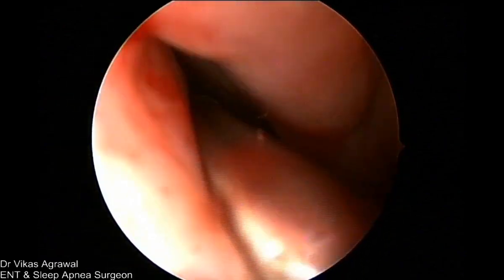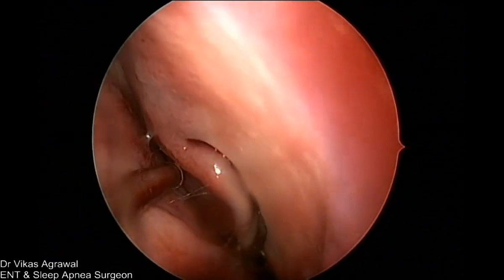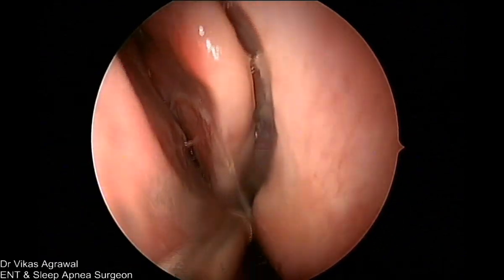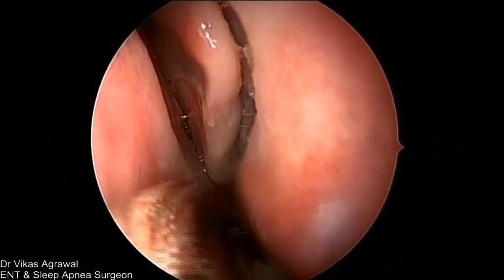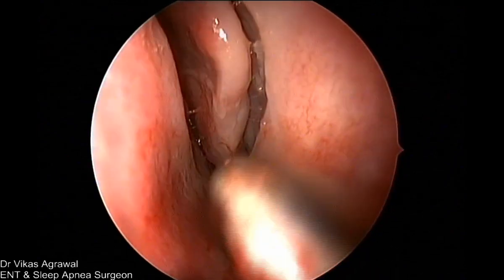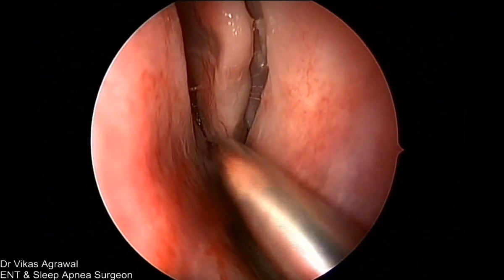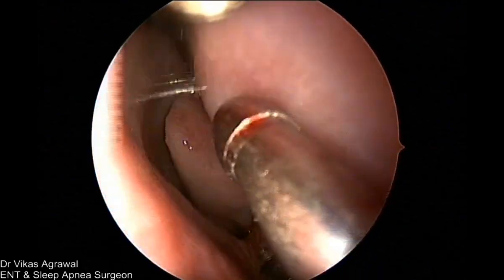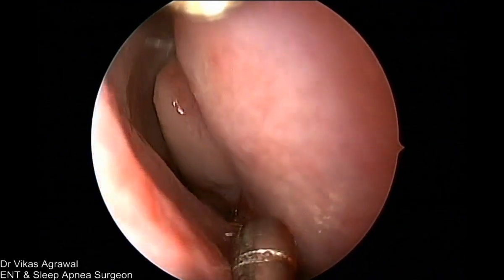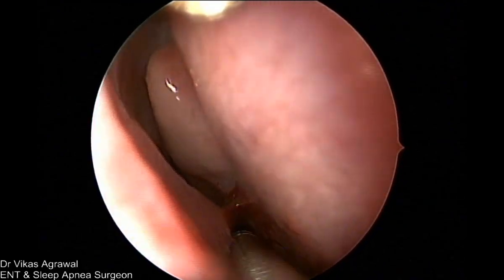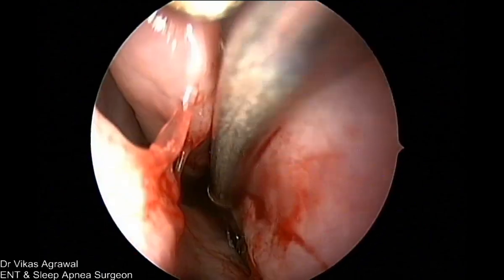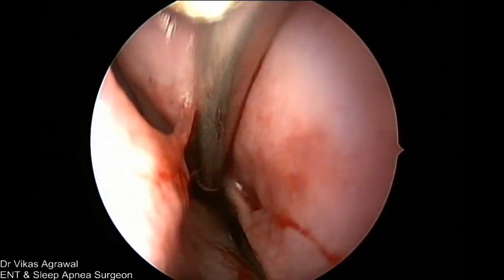Okay, so this is the complete passage here. Now since there is no sinus problem, I will not do anything to the middle turbinate, though I can do a 3-cut technique and medialize it. But possibly since there is no problem with the sinuses, I will just leave it here. This is the other side. Now you see the septum, the turbinate on this side.